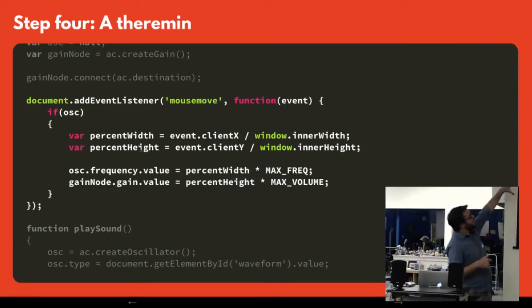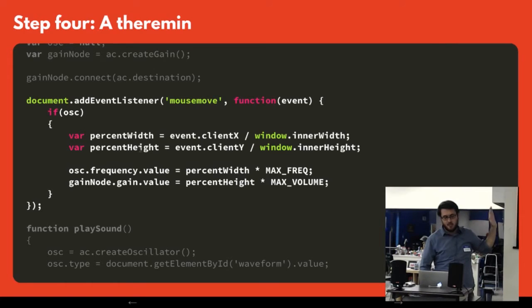So here on mouse move, what I'm doing is I'm getting the percentage of where my mouse is on the screen, where 1 will be all the way over to the bottom right of the screen, 0, 0 up here. And then I'm setting the frequency value to the X position and gain to the Y position.